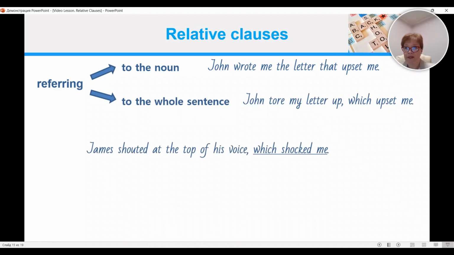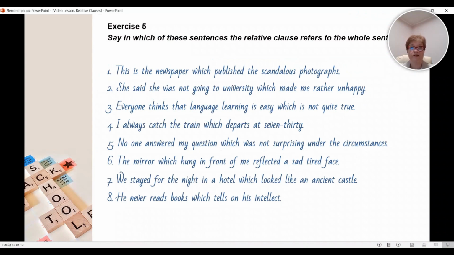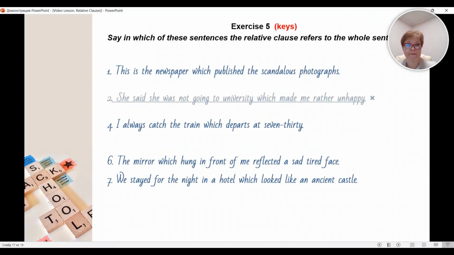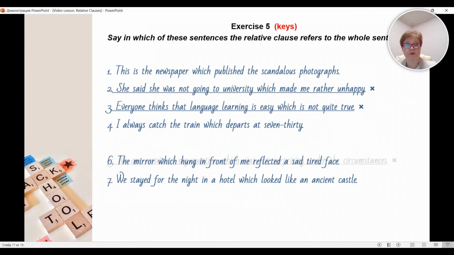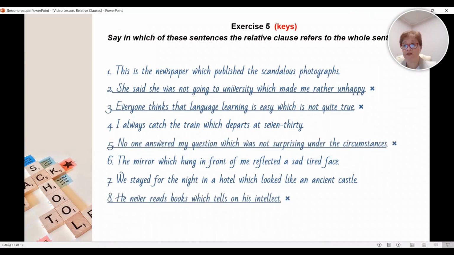And now more practice. In this exercise, you will have to say which of the sentences the relative clause refers to the whole sentence. If you need some more time, take your time, please. Pause the video. Now I'm going to show you the answers. Sentences 2, 3, 5, and 8. In these sentences, relative clauses refer to the whole sentence.